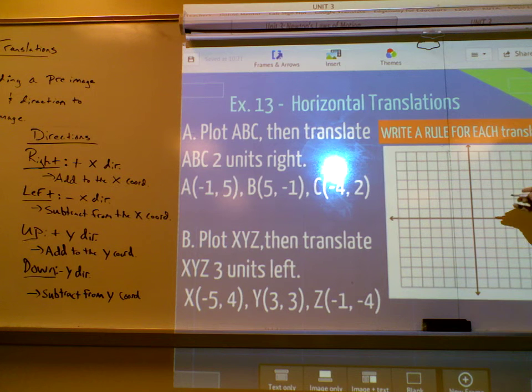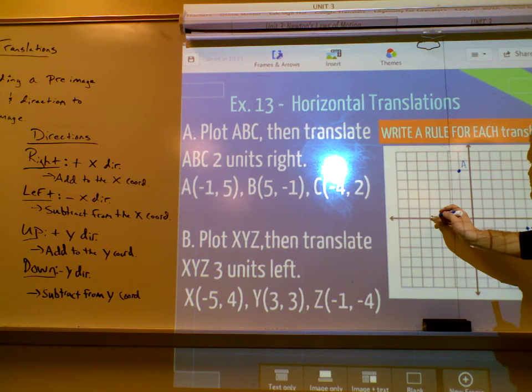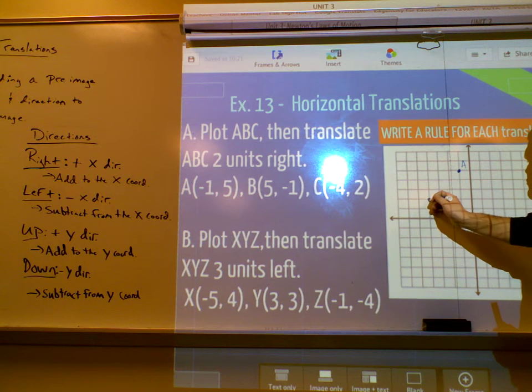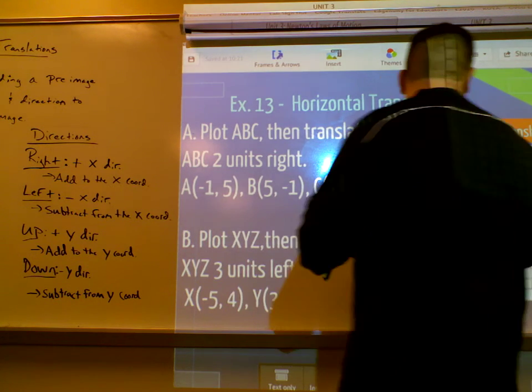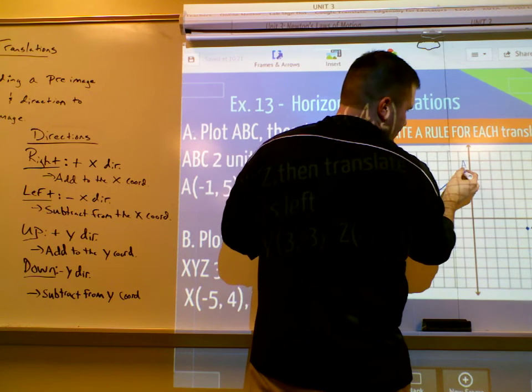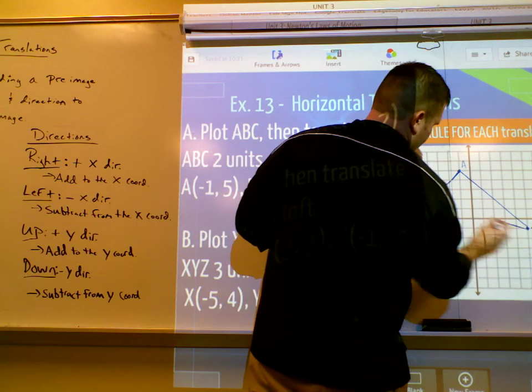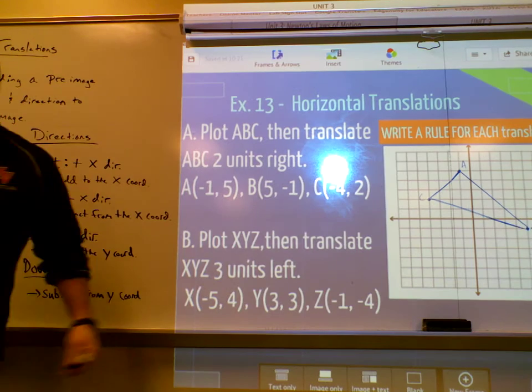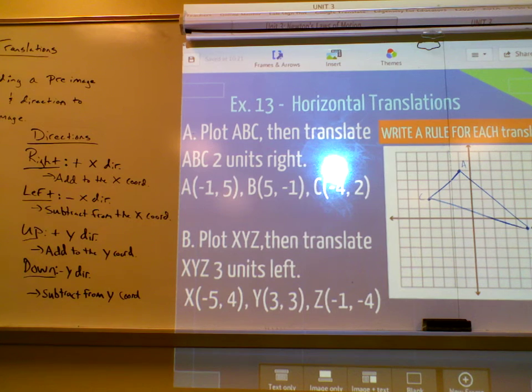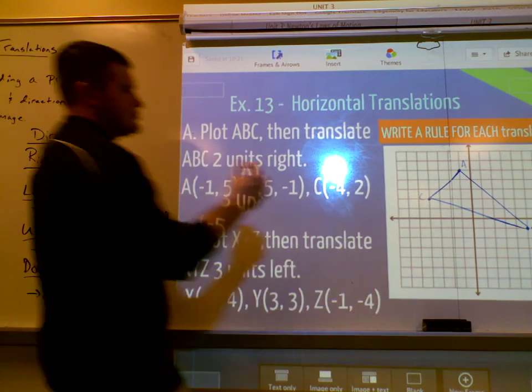Now you may remember A, B, C from previous examples. So A is -1, 5. You guys can do this on your example as well. B is 5, -1. And C is -4, 2. Right? I like to connect my figures. So we're going to connect A, B, and C. Not perfect, but that's all right. Oh, it all fit, just except for B.